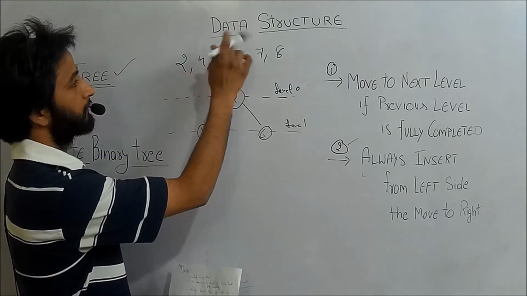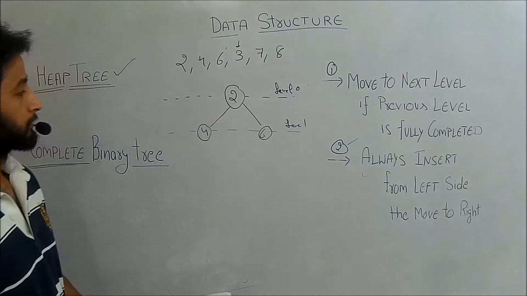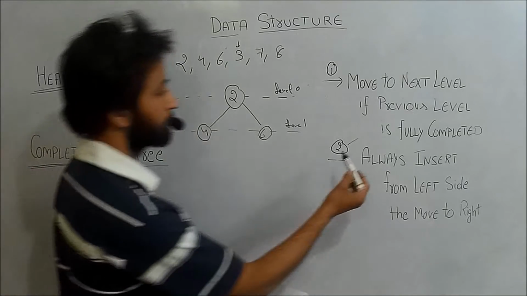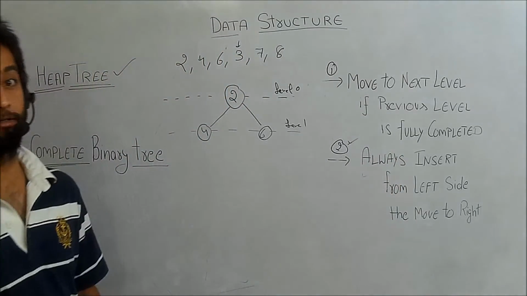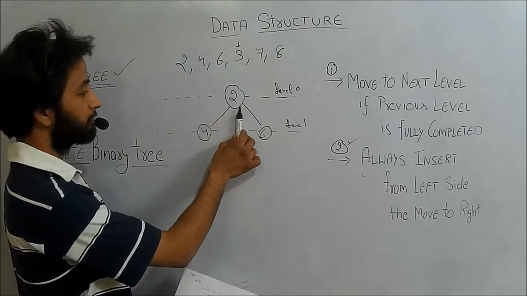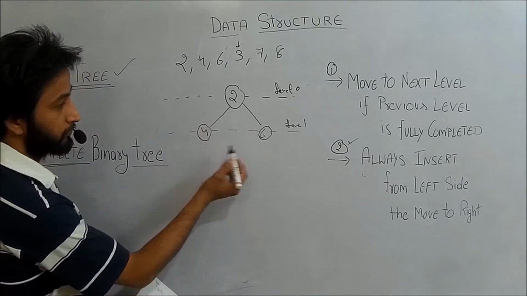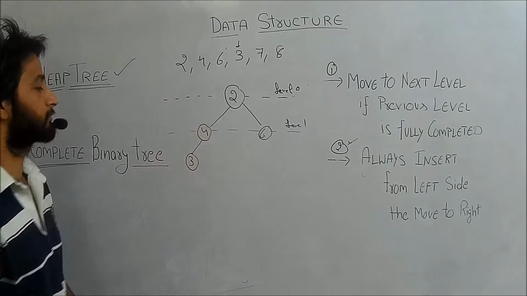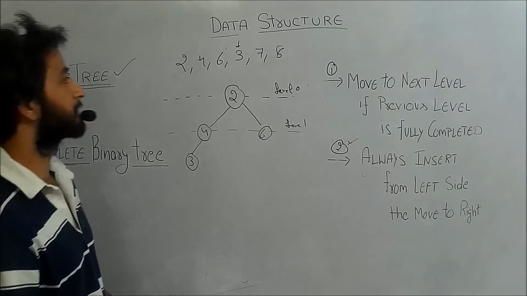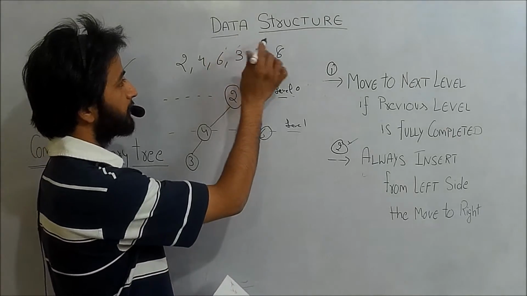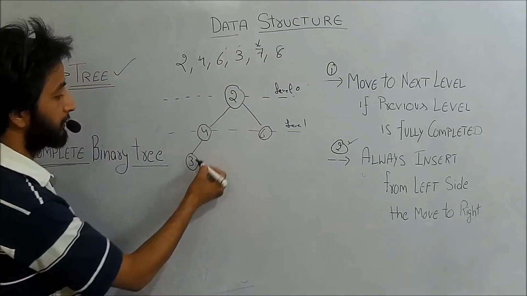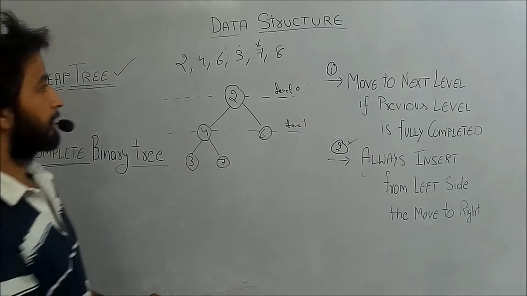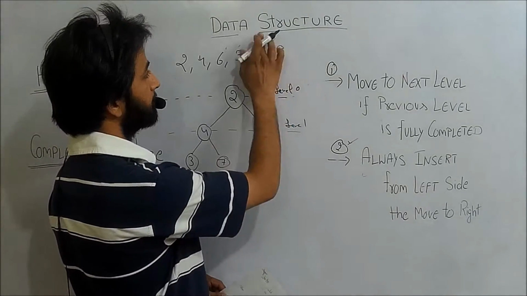So the next element is 3. This node 3 will be inserted at the left, because rule 2 says that we have to start insertion from the left side. So the left side of this tree is this one, and the next element, which is 3, will be inserted to the left of this root. After that 3 we have 7, so 7 will be inserted to the right of this.